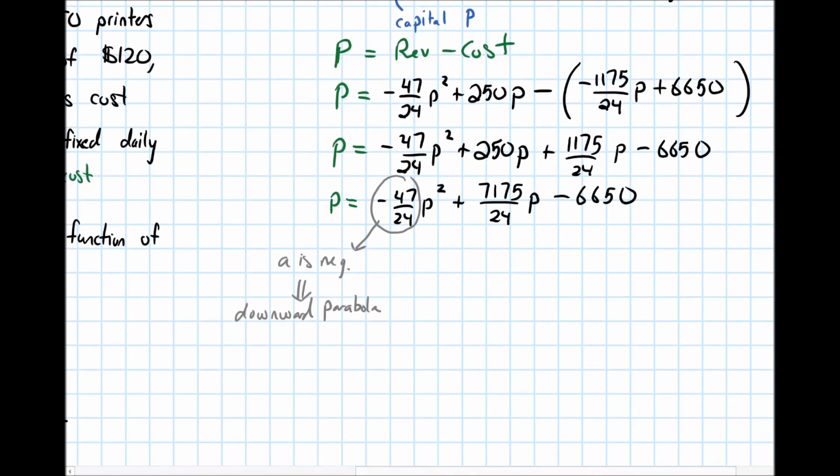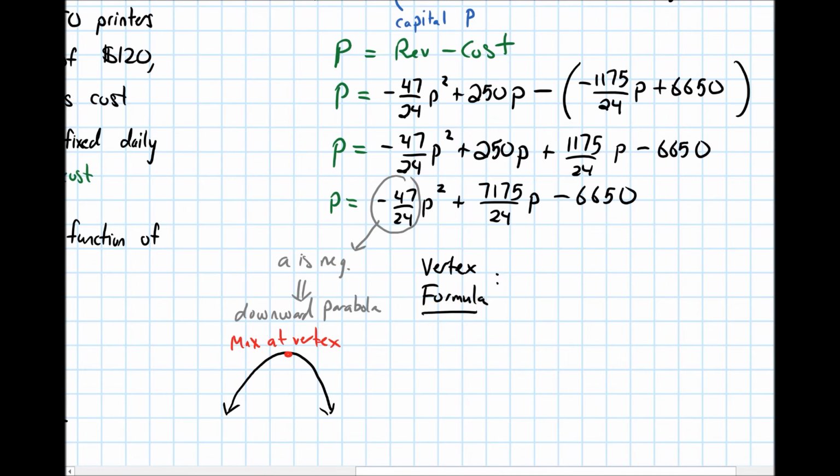I'm really going to look for this when you do questions about this as well, that you justify why it's a max and not a min, or vice versa. So downward parabola, which means we have a max at the vertex. So let's use our vertex formula because we need to find where that max happens.